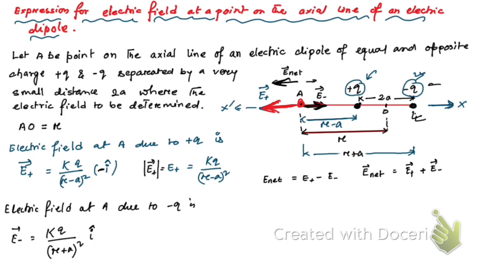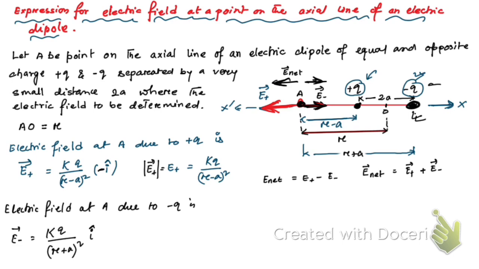Here we have to write A cap, because the electric field due to the negative charge is towards the negative charge. We know the field due to the negative charge is radially inward. This is the negative charge, then electric field lines should be directed towards the charge. So that's why here is the negative charge, so direction of the field at point A should be towards the negative charge, that is along the positive x-axis. So here we have put I cap.